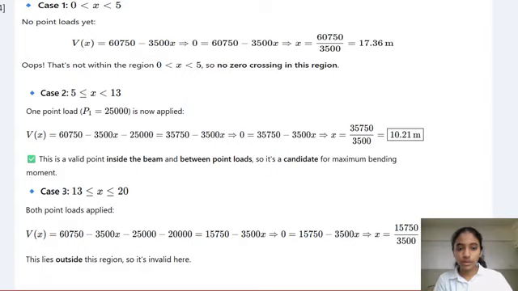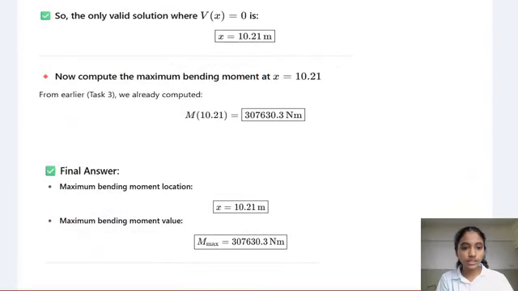In the second condition, x greater than or equal to 5 and smaller than 13, we get x equal to 10.21. This point is valid inside the beam, which is near the center, where we get the maximum deflection. In the third case, we are not getting a valid point. Considering that point, V of x is equal to 0 at x equal to 10.21, and for bending moment we get x equal to 10.21 as the valid condition.